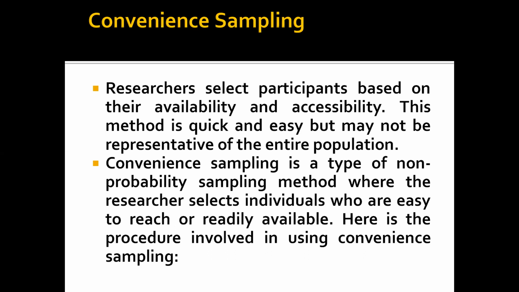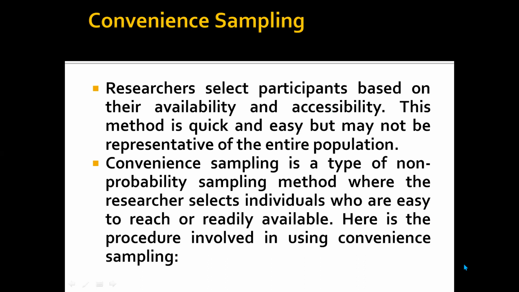Number one method in non-probability sampling is convenience. From the word convenience, researchers select participants based on their ability and based on their availability and accessibility. This method is quick and easy, but may not be representative of the entire population. Therefore, it can be biased. Convenience sampling is a type of non-probability sampling method where the researcher selects individuals who are easy to reach or readily available.